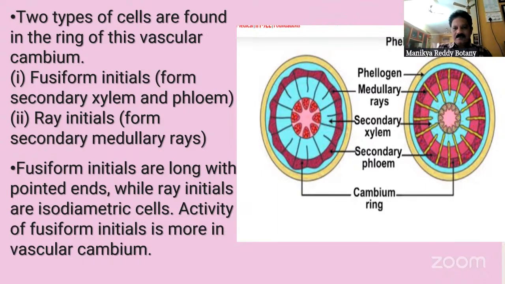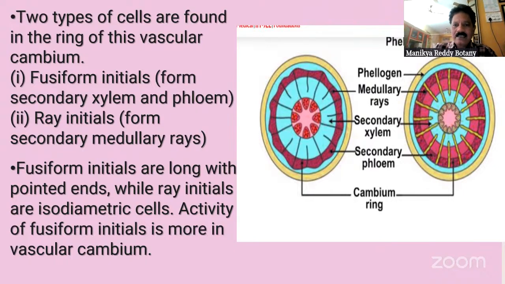form secondary phloem. That means the daughter cells which are formed towards the inner side of the cambial ring become secondary xylem elements. The daughter cells which are formed outside the cambial ring are secondary phloem elements. That means secondary phloem is forming outside the cambial ring. Secondary xylem is forming inside the cambial ring.